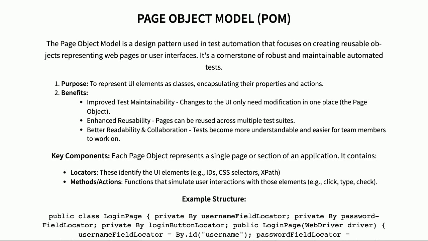Each page object has locators that identify UI components and methods which simulate user actions like clicking a button or entering text. This structure leads to more readable and maintainable tests.